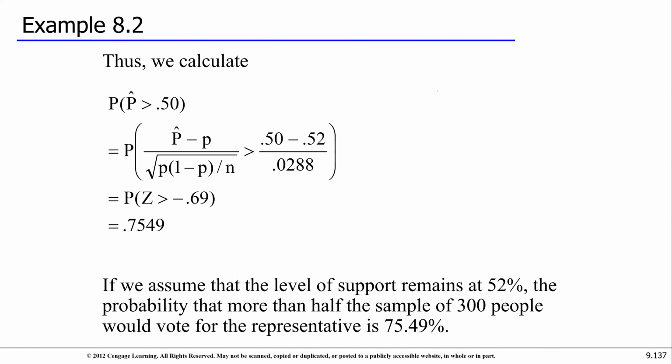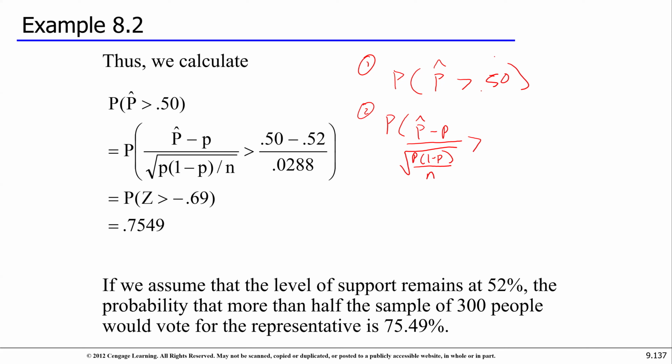we start here: the probability that p hat is greater than 0.50. That's step one, that's given to us in the problem. Step two is we want to standardize. So we want to transform p hat into z. The only way we can do that is using this formula: p hat minus p over the square root of p(1 minus p)/n. We do that same thing to the other side.